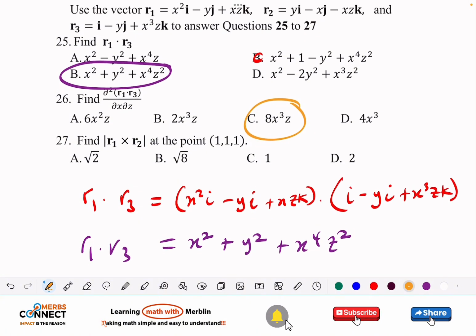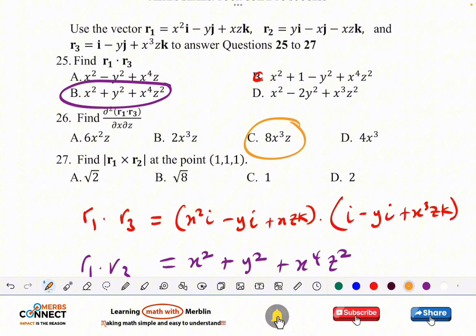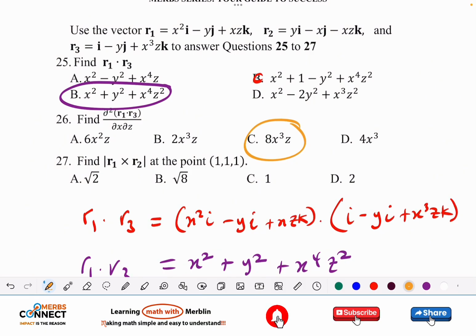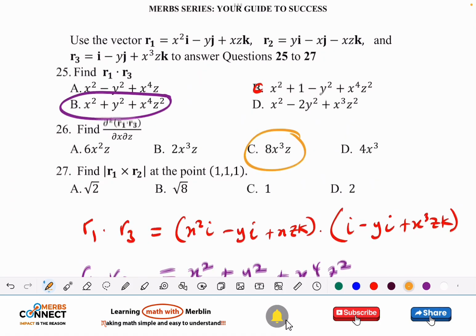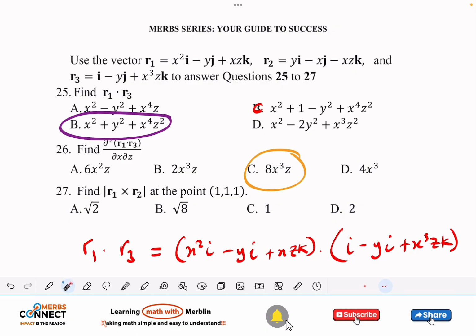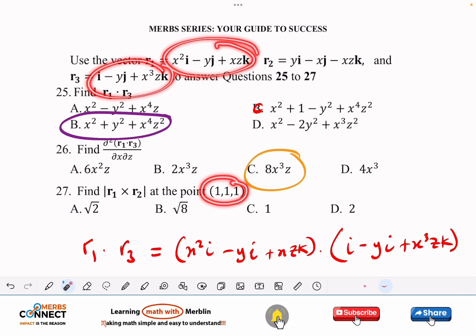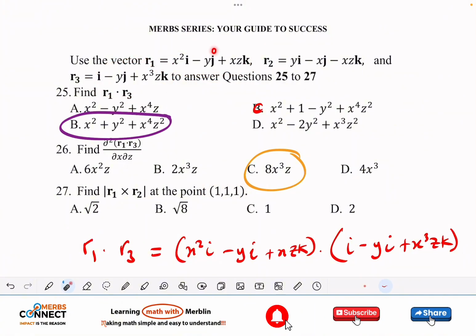Then the next question is, we need to find r1 cross r2. I'll show the trick that you can use here. Since this one is a point and you are not differentiating, you can first put the point inside r1 and r3. When you finish, the answer that you're going to get, then you do the cross. It's also going to give you the same thing. Or you can cross r1 and r2 first, and then the answer you put in point 1, 1, 1. So you can do the long one. I want to do the short one.